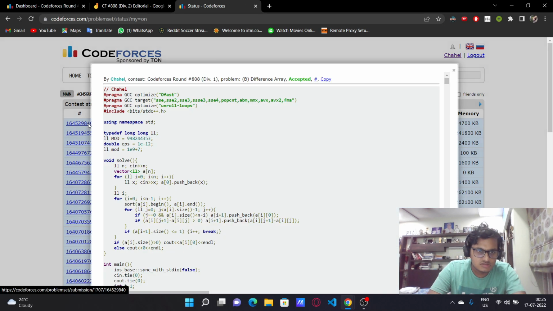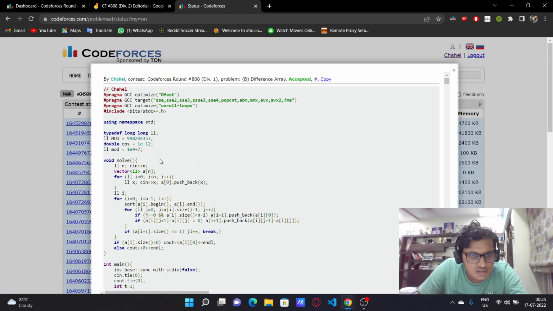Yeah, that's my solution. So basically, I've taken the input as n, and then I've created an array of vectors of size n. This array of vectors will store the various difference arrays that I'll get. The first one will be the original array, and so on. And it's a vector, so the size is dynamic, so it won't be an issue. First, we take the input in the a[0] vector.